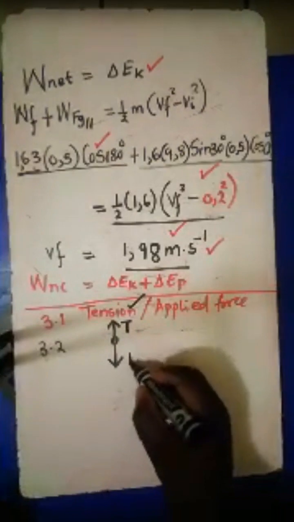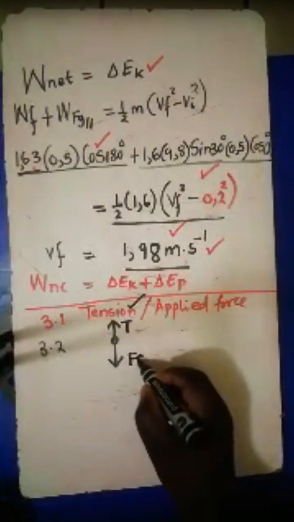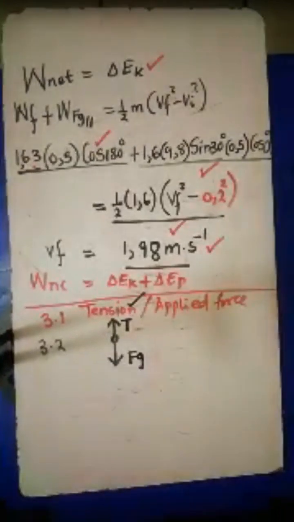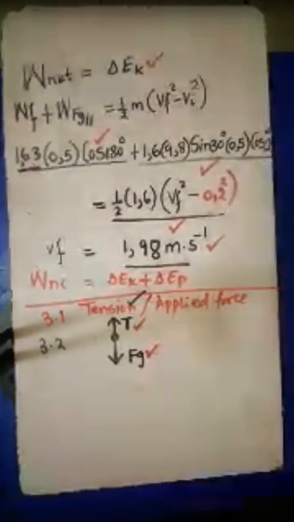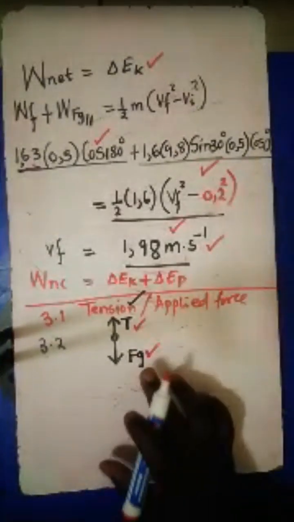Gravity, thank you. You can call it W, you can call it FG. The choice is yours. You can say weight, you can say FG. So it was 1 mark for tension, 1 mark for FG. Guys, in the exams, 2 marks, 2 forces.